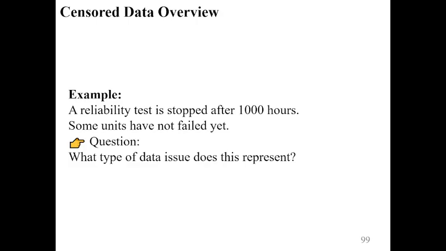This example is related to censored data overview. A reliability test is stopped after 1000 hours. Some units have not failed yet. The question is: what type of data issue does this represent?